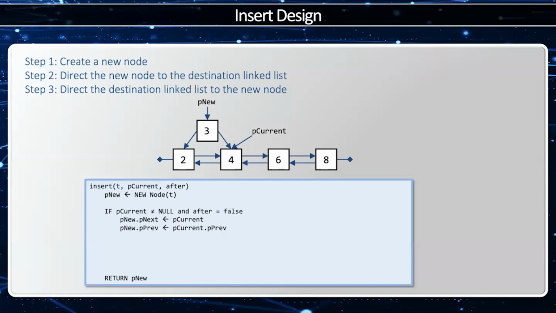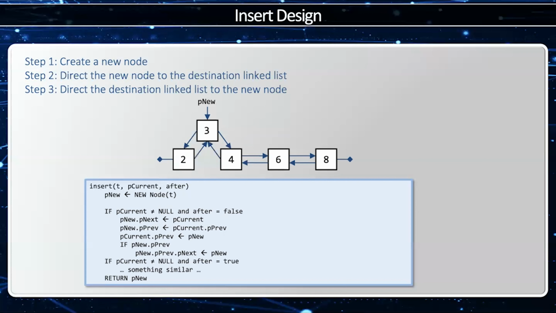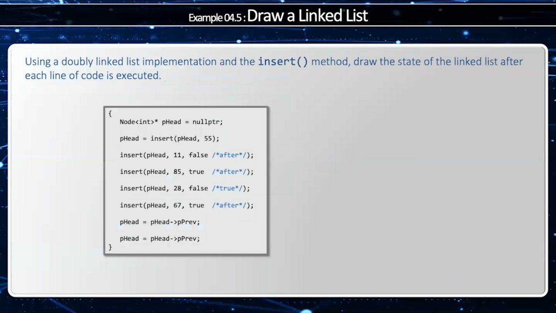Then I'm going to direct the destination linked list into the new node. So I'm going to have 2 point up to 3, and I'm going to have 4 point up to 3 as well. It's really important to hook up the new node first before inserting it into the rest of the linked list. Okay, let's take a look at how this works here.